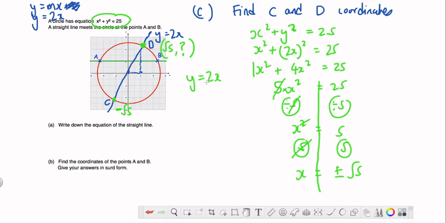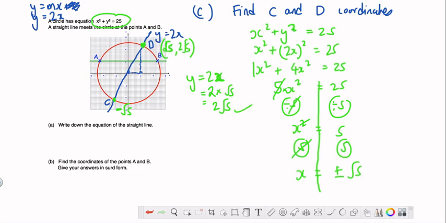And if it lies on it, what I can do is replace the x over here with the root 5, because the root 5 represents the x value. So that'll be 2 times root 5. That's not going to be root 10, it's actually going to be 2 root 5. So I've just worked out the y value. It's 2 root 5, which is what I got here.